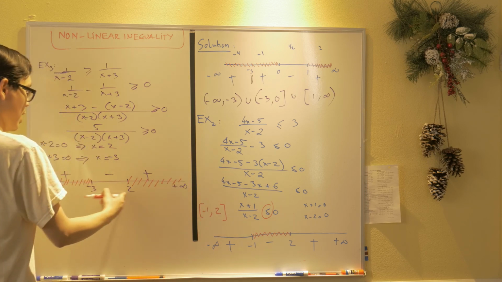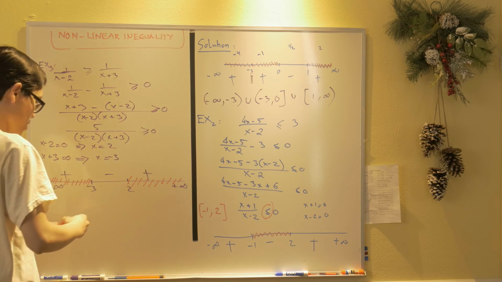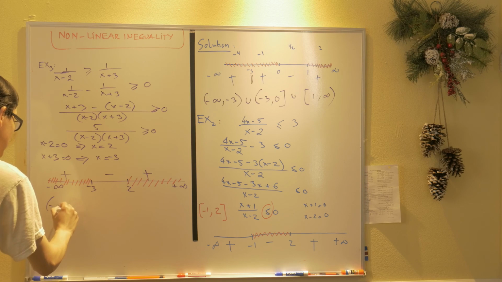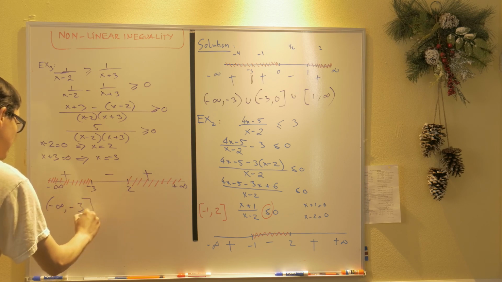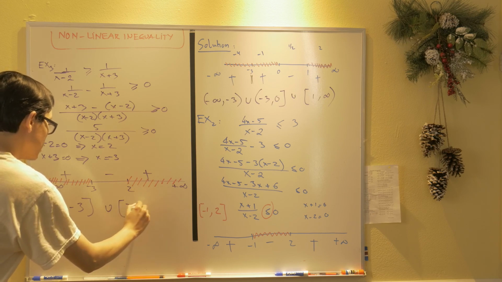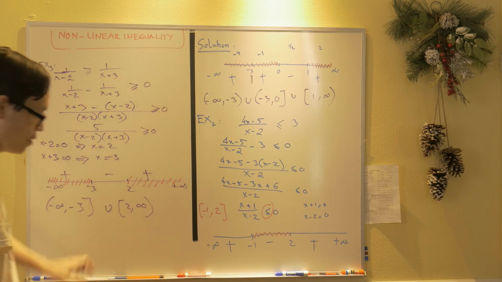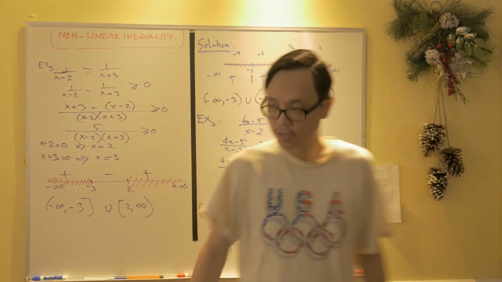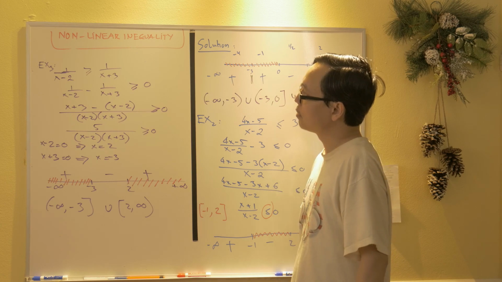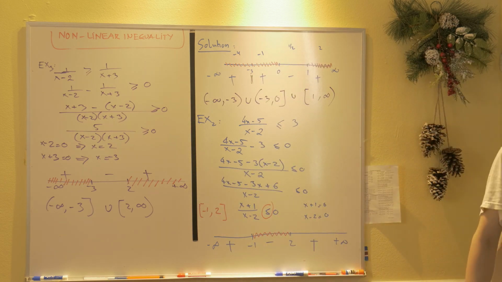Make sure that at the endpoint you use a bracket because this is an equal sign. So your answer will be negative infinity to negative 3 bracket, union with 2 to positive infinity parenthesis. So that is your final answer for this rational inequality. Any other question?